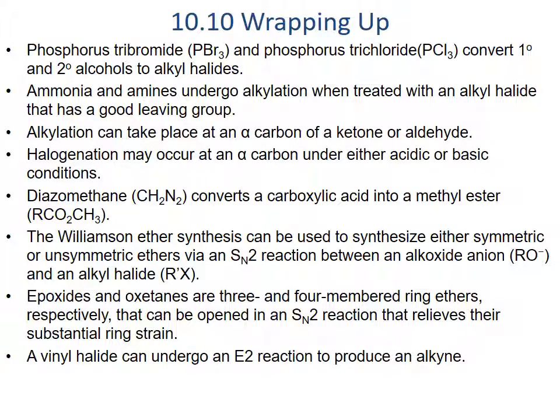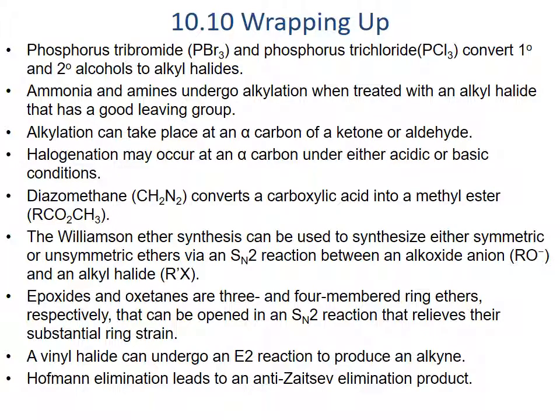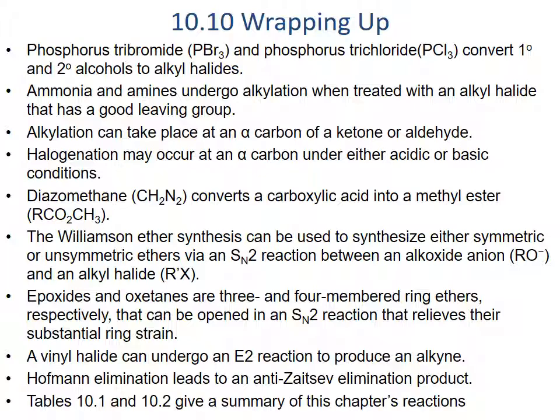We talked about the formation of alkynes using the elimination of vinyl halides, and also about the Hofmann elimination of an amine that gives the opposite product to most other eliminations. Tables 10.1 and 10.2 at the end of this chapter in your text give a summary of these reactions. It is really important to pay attention to these summaries, but also to recognize that the specific products that are formed in each case often are going to require an understanding of the mechanism rather than just rote memorization.